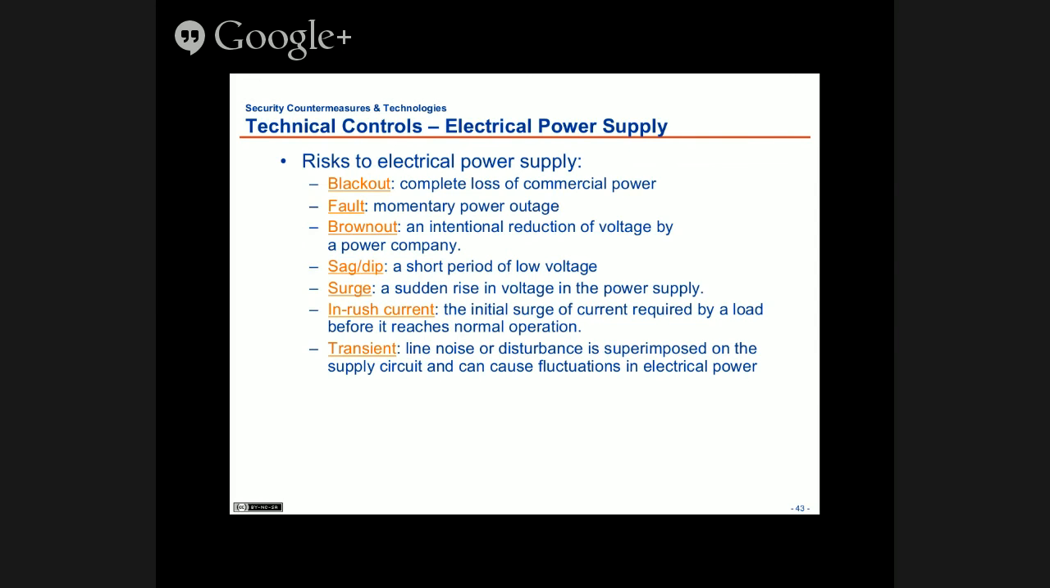Then you have a surge. Basically, this is a sudden rise in voltage. This can actually burn out electronic circuits. Important to understand that. Then you have an inrush current, and this is the initial surge of current required by a load before it reaches normal operation. And then you have a transient, and this is just line noise or disturbance. It's superimposed on a supply circuit and can cause fluctuations in electrical power.